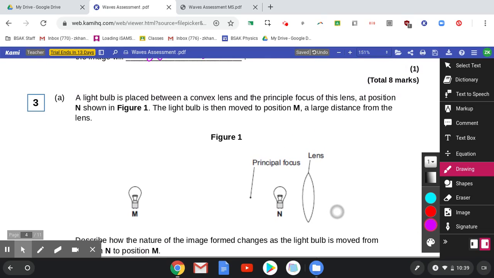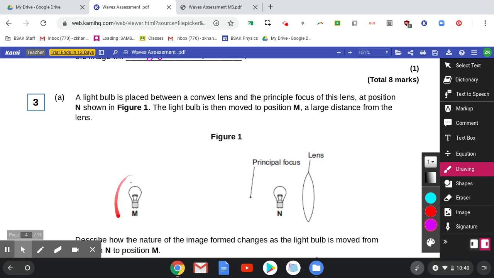So question 3, you've got a light bulb placed quite far from the lens, and then it's moved closer and closer up until it's very close to the lens. Now the light bulb is giving off light, so we're not counting on light bouncing off, but it's got its own light source. So that light is going to pass through the lens, and we're going to get an image on this side, or a virtual image on this side.